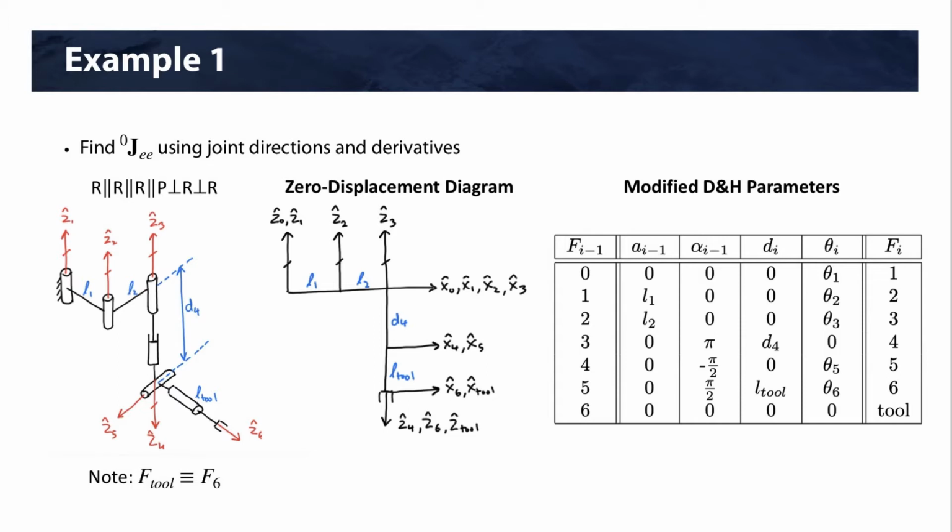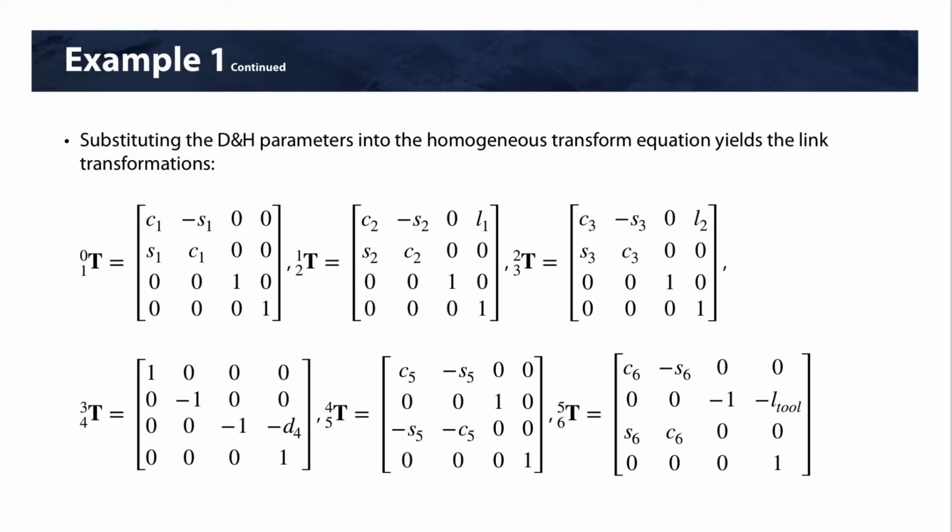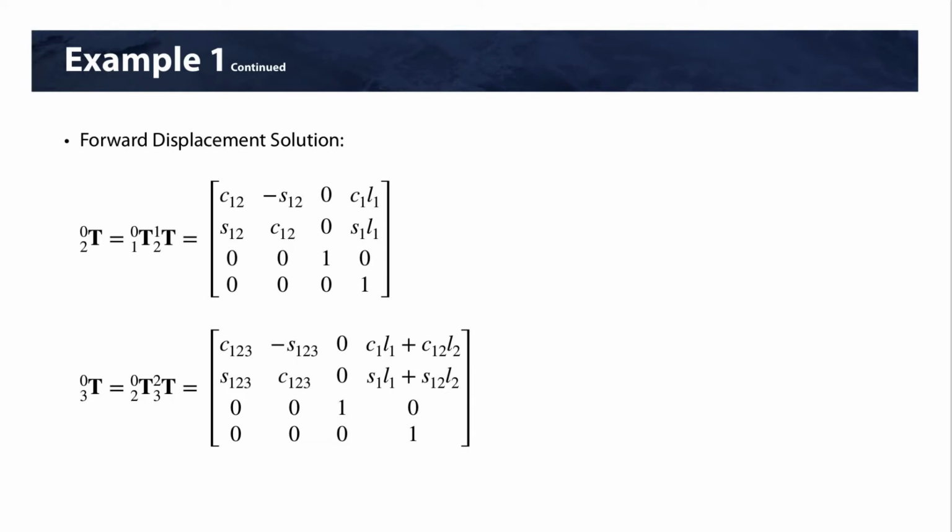Before we can find the Jacobian, we need to find the forward displacement solution. The first step of that is finding the homogeneous transforms. We have the 6 of them. You just take each row of our D&H parameters and substitute into the homogeneous transform equation. Then for the forward displacement, we just multiply each of those matrices out. For the Jacobian problem, we actually need the joint directions for each joint, and we get those from each of these transforms.